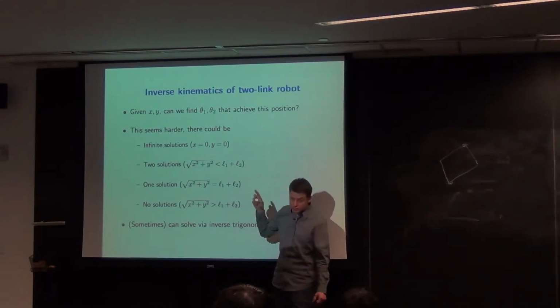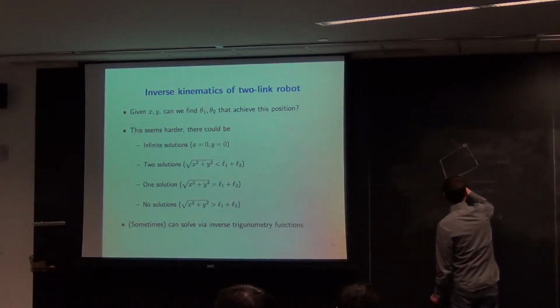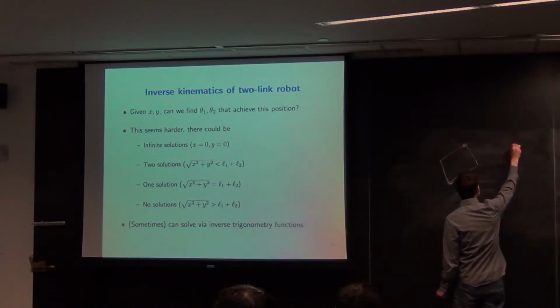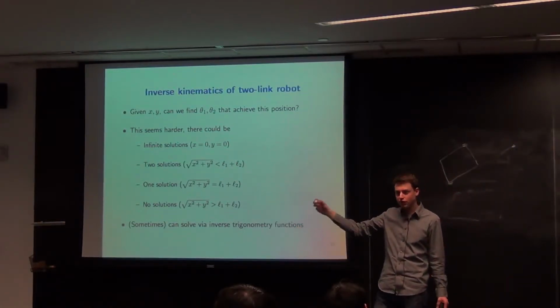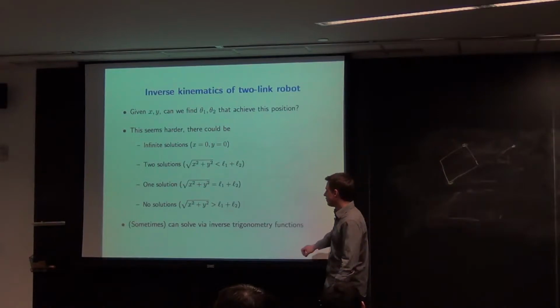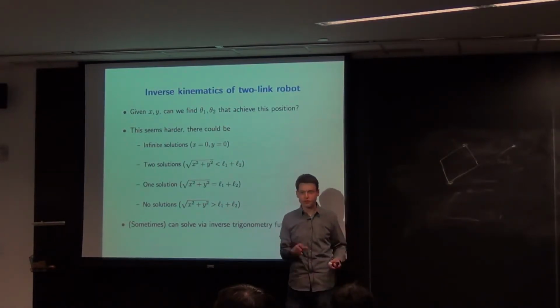You can also have one solution. So if you're exactly on the circle described by L1, L2, then theta 2 has to be 0, has to be fully extended, and you only have one solution. And finally, if you're beyond the length that the robot can reach, you have 0 solutions.